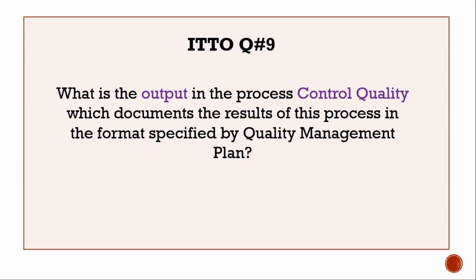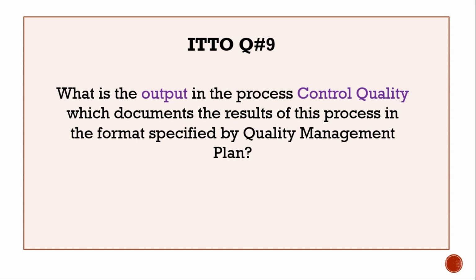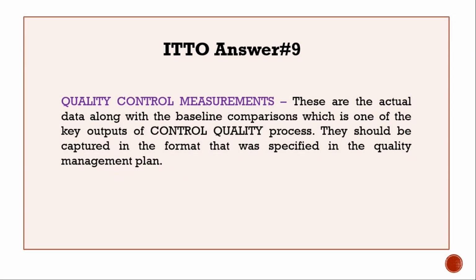ITTO question number 9. What is the output in the process control quality which documents the results of this process in the format specified by quality management plan? The answer, quality control measurements. These are the actual data along with baseline comparisons, which is one of the key outputs of control quality process. They should be captured in the format that was specified in the quality management plan.